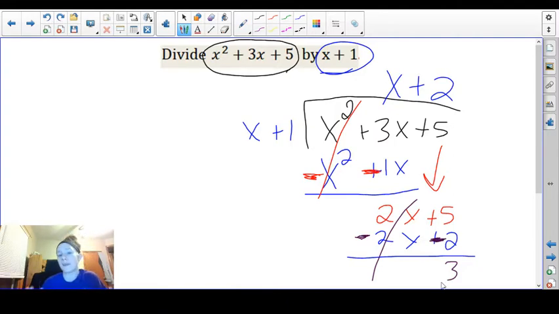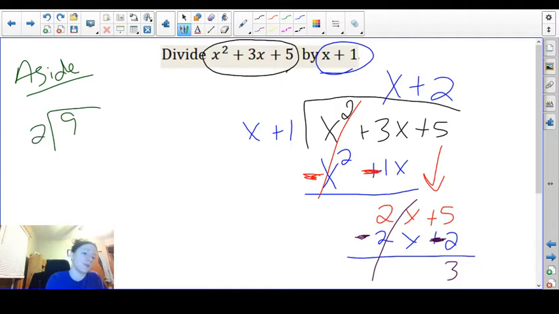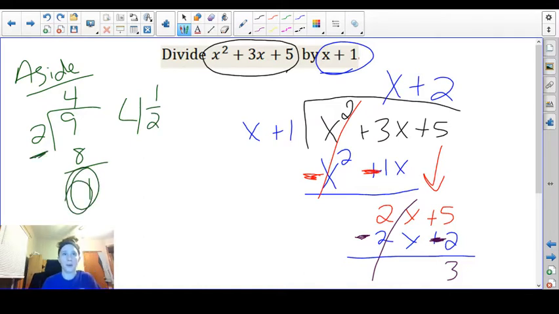A remainder is something that's left over. For example, this is called an aside. An aside is something that helps us explain something else in a simpler term. So say I was taking 9 divided by 2. 9 divided by 2, well, 2 goes into 9 4 different times, gives me 8. I'm left with 1. I can't keep dividing. So my answer is 4 and 1 over 2. The 1 is how much is left over. The 2 is what I originally divided by.